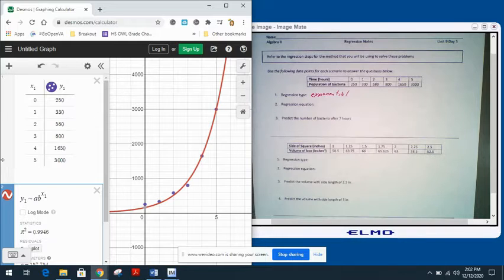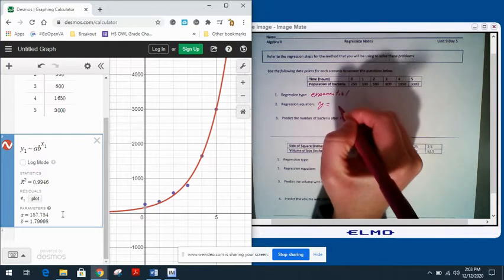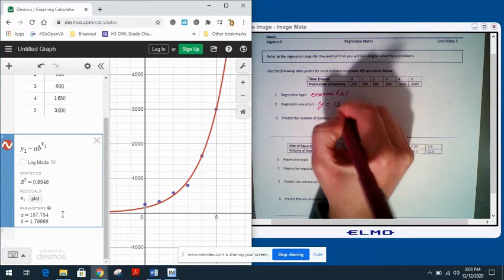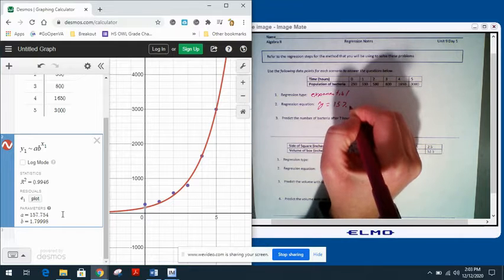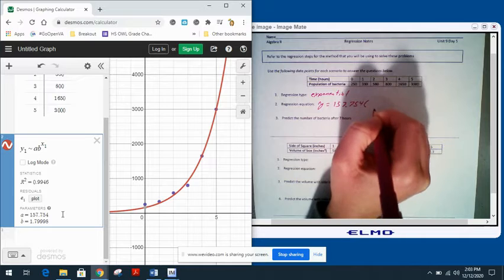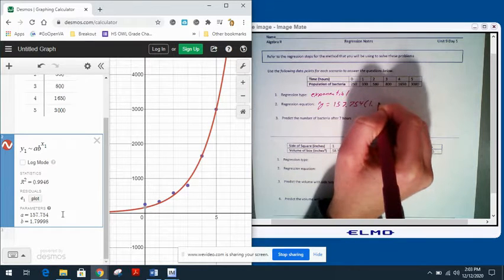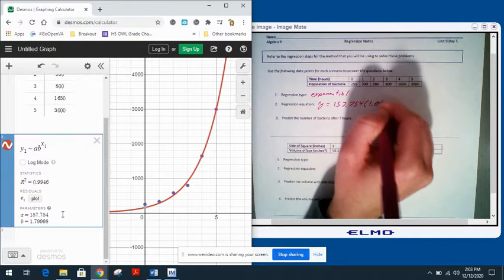My regression equation comes from down here. So usually this r squared here kind of tells us how good a model is. The closer to 1 it is, the better it is usually. If it's closer to 0, most of the time it's not quite as good. So we're going to have y equals a is 157.754, when we're rounding to the thousandths, and then times 1.8 to the power of x.